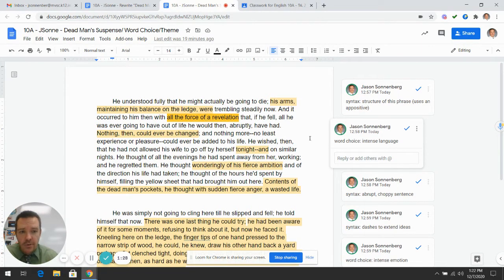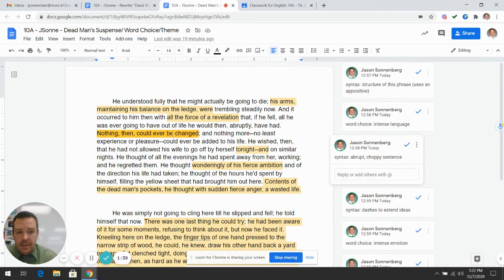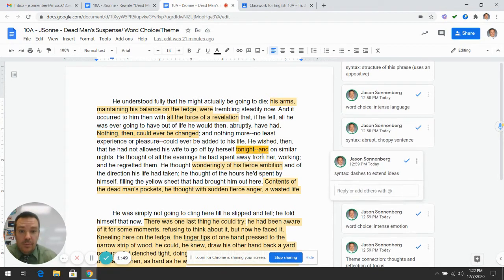We're trembling steadily now. And it occurred to him then with all the force of a revelation. Clicking on this shows you that we thought this is specific word choice. It's very intense language. If you continue to read this very short excerpt that we've typed here, you'll see that for each highlighted sentence there's a comment we wrote. Nothing then could ever be changed. We thought that syntax was abrupt, a very choppy sentence. This one, once again, syntax just means the structure of the sentence, shows that the author used dashes to extend an idea.